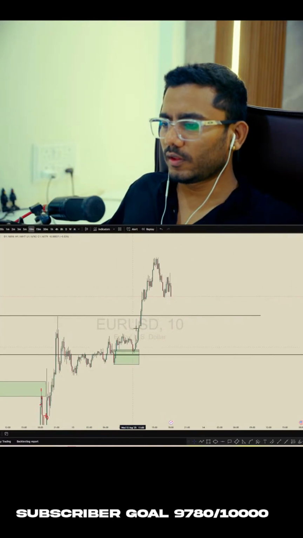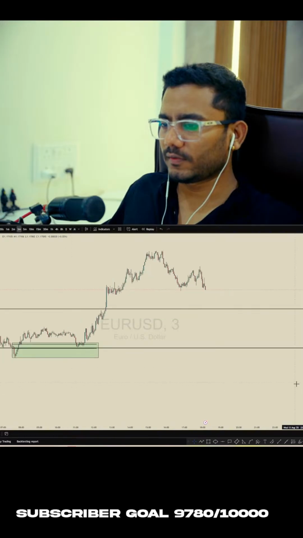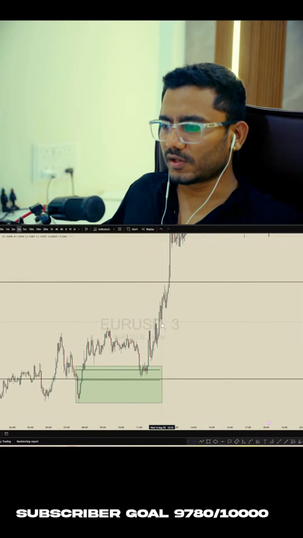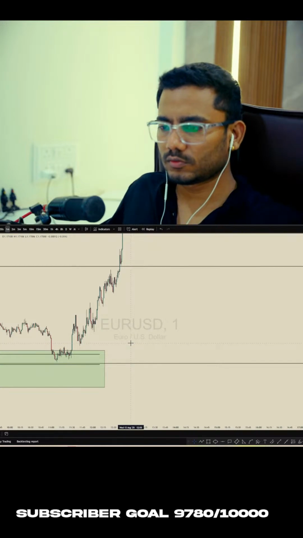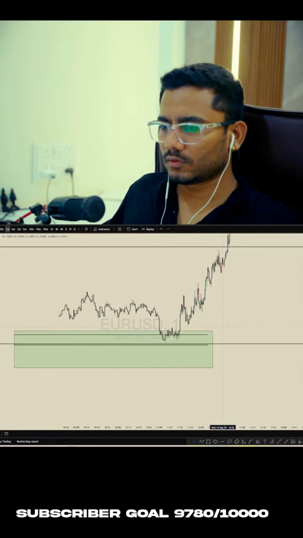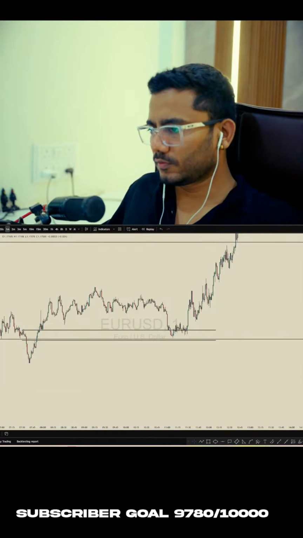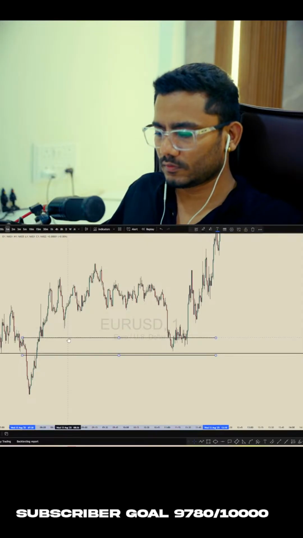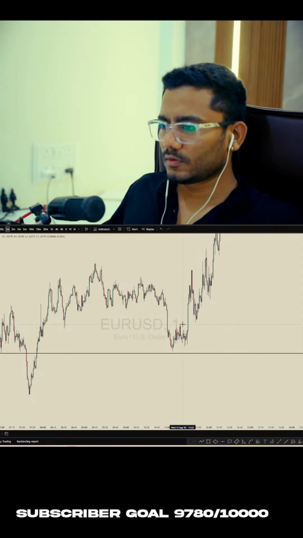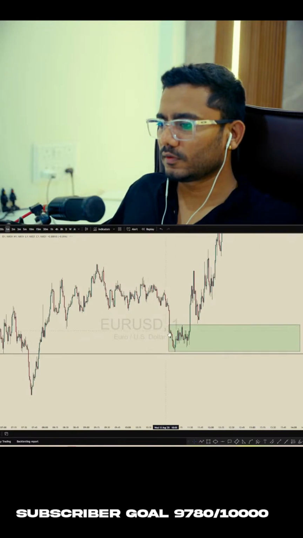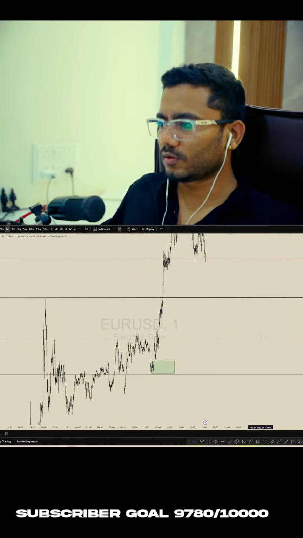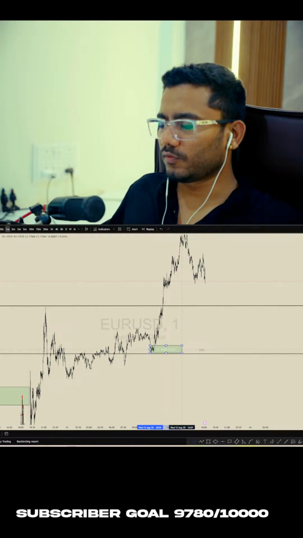So on this EU, everything is mitigated. If you look at 5 minutes, here all the structure has been mitigated. Let's try to. We have this imbalance. Price has not mitigated this order block. So this is where we can look for a buy side trade.